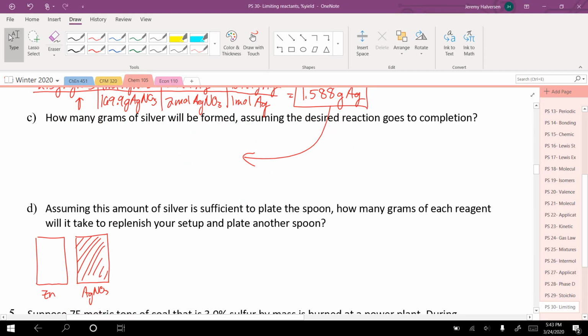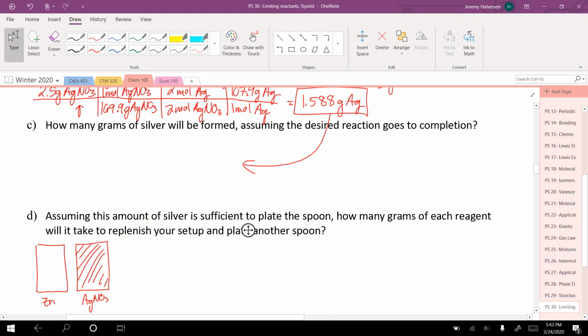Okay, and we've got to figure out, if we want to run this reaction again, how much of each reactant do we have to add? Well, silver nitrate's easy, right? It's gone. So if I wanted to run the reaction again, I would have to add the same amount of silver nitrate that I started with. I'd have to put back in 2.5 grams of silver nitrate, because that's all gone. Now I've got to figure out how much zinc I would have to put back. Well, that depends on how much I used and how much I still have left in there.